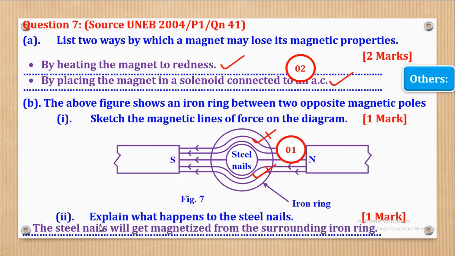So we shall say that the steel nails will get magnetized from the surrounding iron ring, and when you write that, that will be 1 mark.